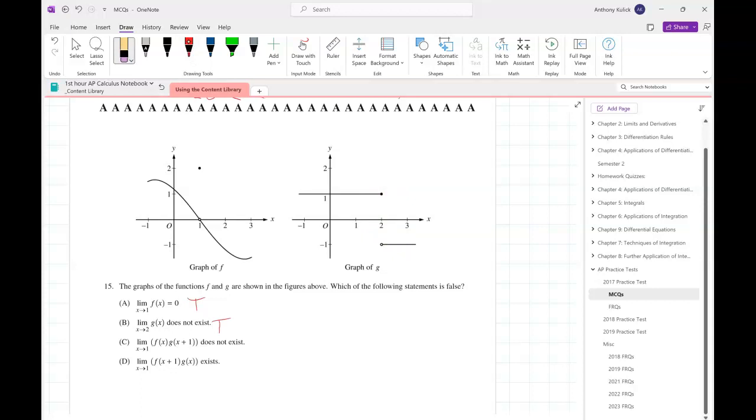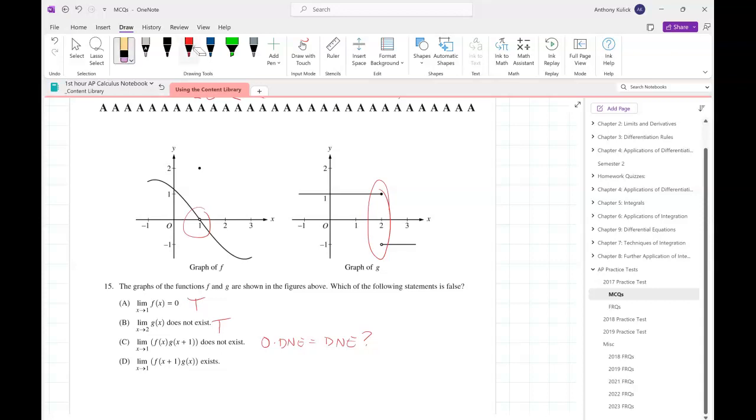So if I look at C, the limit as x approaches 1 of f of x is 0, and the limit as x approaches 2 of g of x does not exist. Does 0 times does not exist equal does not exist? I'm not sure, right? That seems like one of those indeterminate forms. So I don't want to monkey around with that, maybe that's right, maybe that's wrong. Let's see from the last one and do this by elimination.